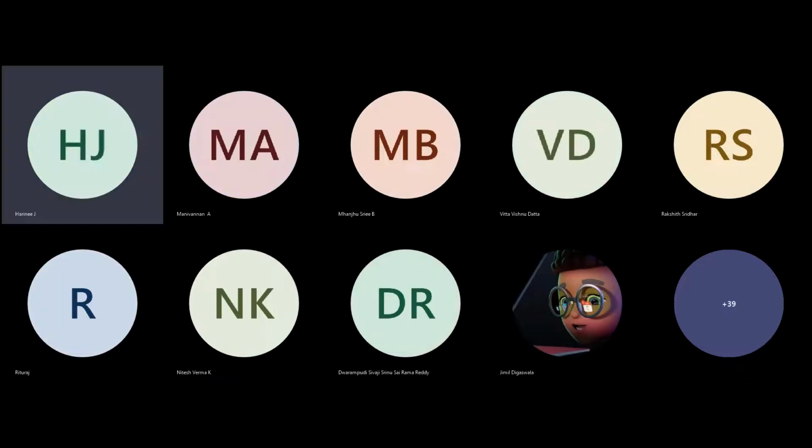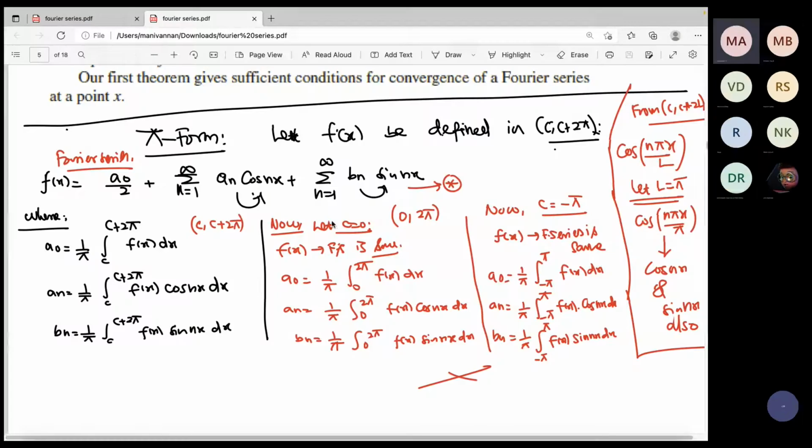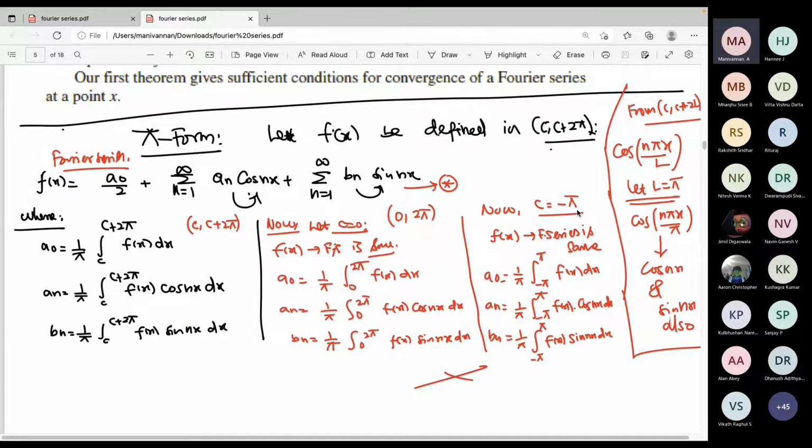C equals minus pi case. C equals to minus pi. It should be 1 by 2 pi integral minus pi to pi. No, see, C equals to minus pi means the interval should be of the form minus pi to pi, right? So it is 2 divided by either a naught or a n or b n, whatever. Suppose a naught means 2 divided by pi minus of minus pi. So you are having 2 divided by 2 pi, so it is 1 over pi.